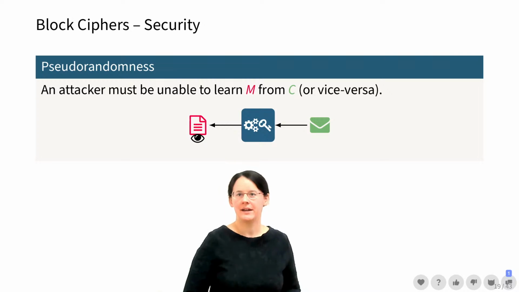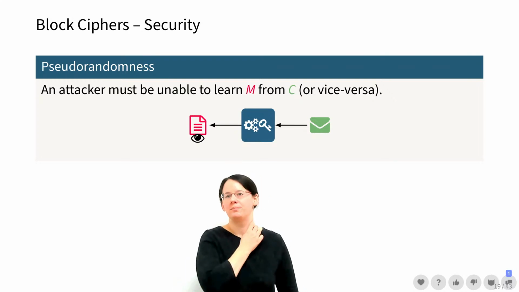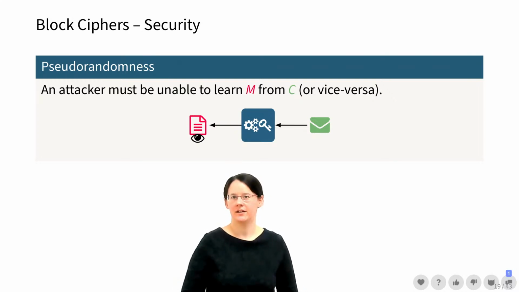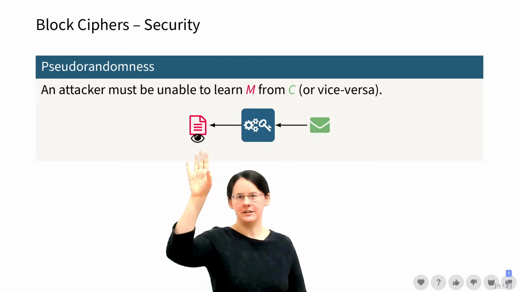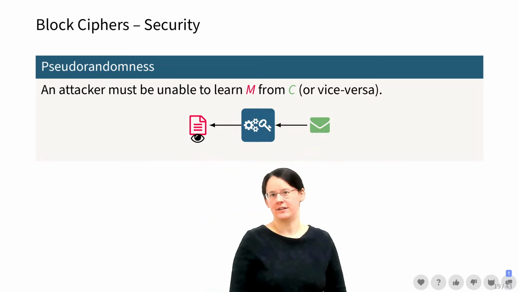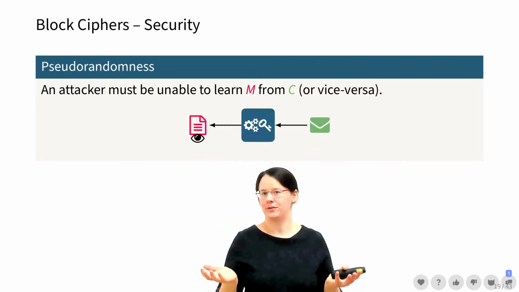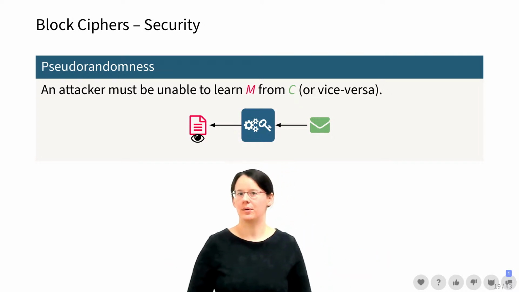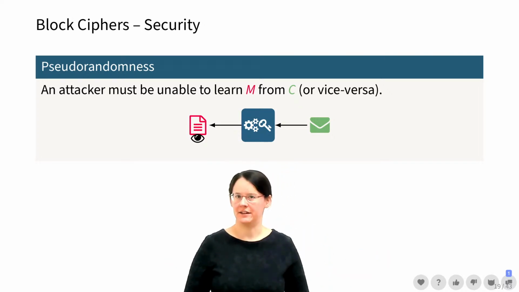The first one of them can also be called pseudo-randomness. Sounds complicated, but what it actually means is it should be impossible for an attacker to learn anything about the message just from seeing the ciphertext. So that's actually very intuitive. This is exactly what we want when we want to protect confidentiality, right?